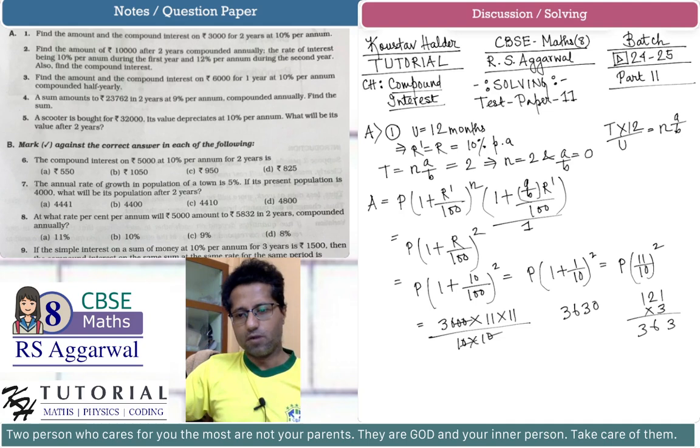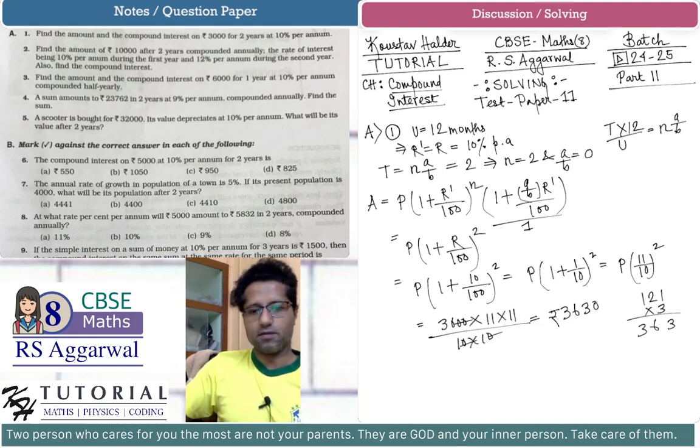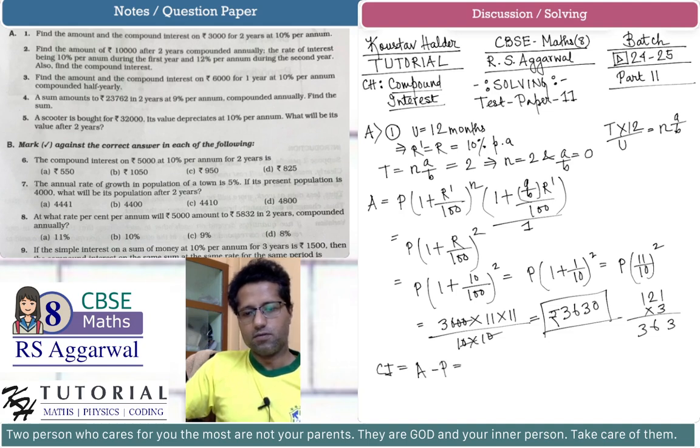So in some problems while solving, I may not be writing the rupee symbol. So please note that. I hope you will understand. Okay, so the amount is rupees 3630. This is the amount, and the compound interest will be amount minus P, which is equal to 3630 minus 3000. This is equal to rupees 630.